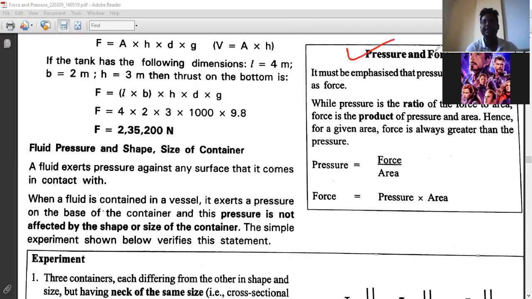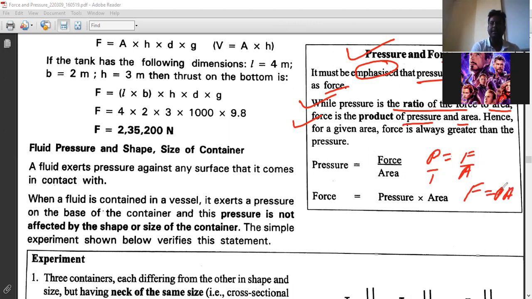Next point is pressure and force. It must be emphasized that pressure is not the same as force. Pressure is the ratio of force per unit area, but force is the product of pressure and area. So P is F by A. Now cross multiply, so F will be P into A. So these are different quantities, force and pressure.